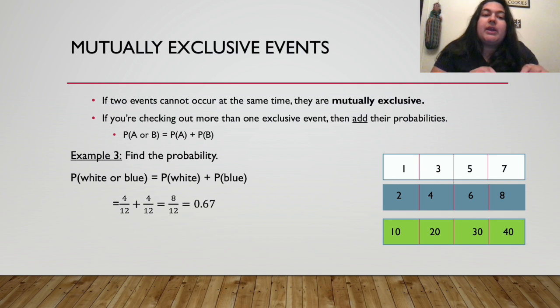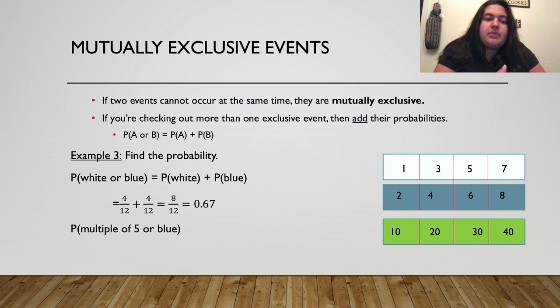So since we were able to find the probability of each one, now we can add them together. That's where we're getting that 8 over 12. Then we can simplify and do our little decimal thing, 0.67. Okay, it's really like 0.66666 repeating, but we're just going to round that.